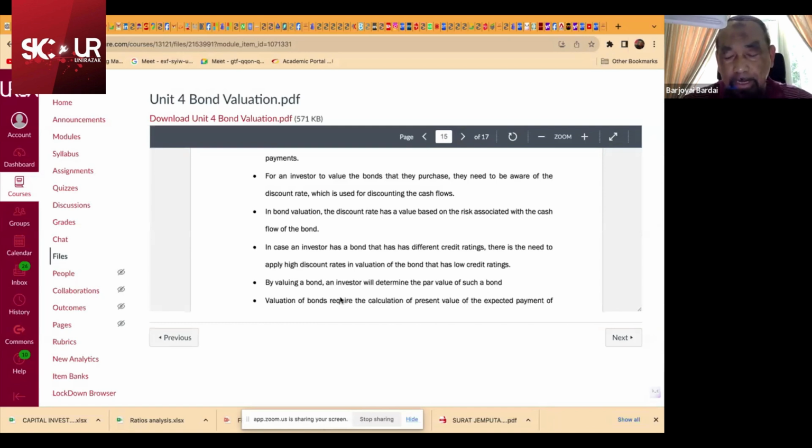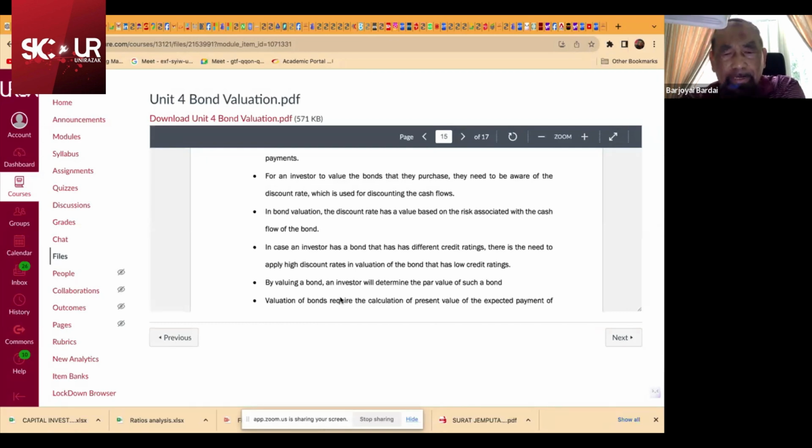Some companies that are not reputable may be issuing bonds, and they are always called junk bonds. So in the case of junk bonds, you may be able to buy at a very heavy discount, even at 60-70% discount.